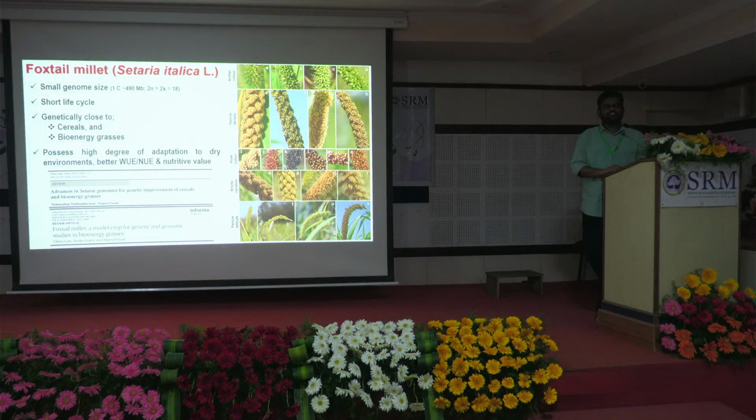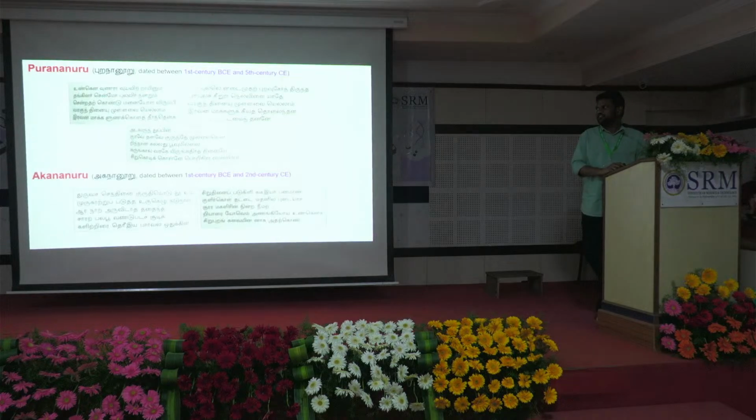Foxtail millet has a diploid genome. It's a very small genome, similar to rice. In fact, rice has 12 chromosomes, whereas foxtail has only 9 chromosomes. Its life cycle is almost similar to that of rice, and it has very good genetic diversity. You can see the diversity, at least with respect to the panicles here.